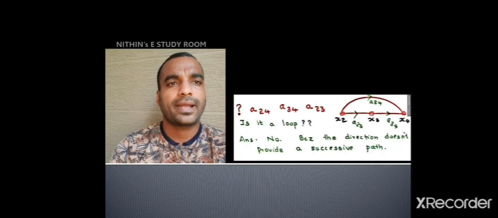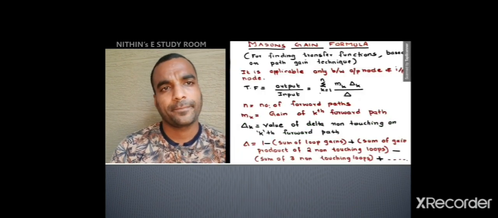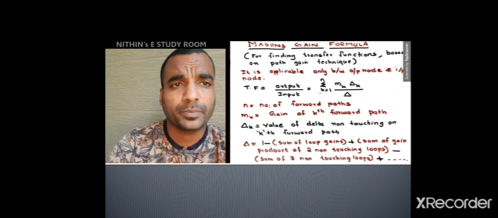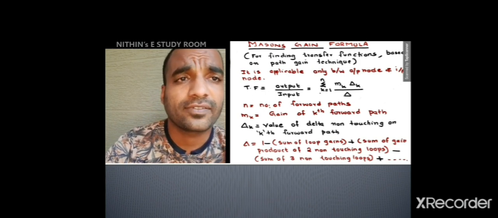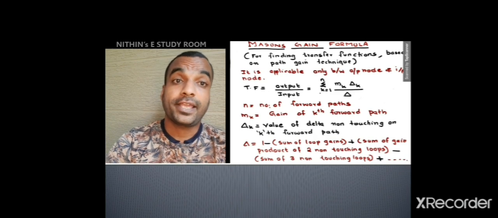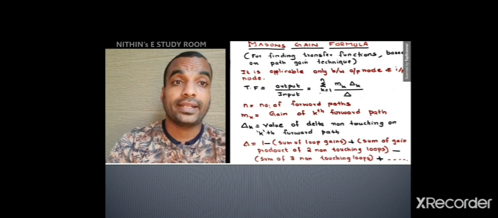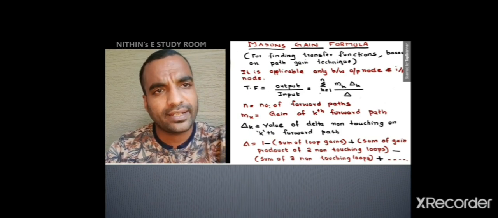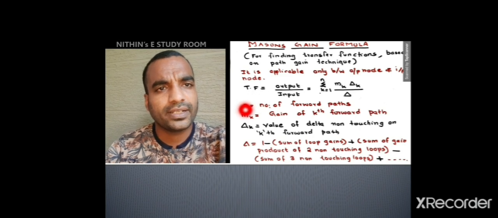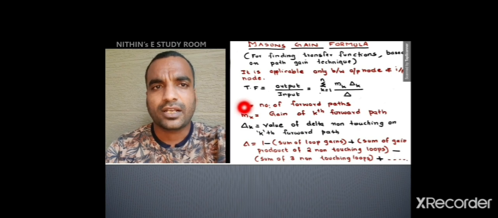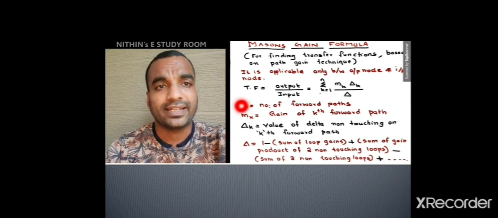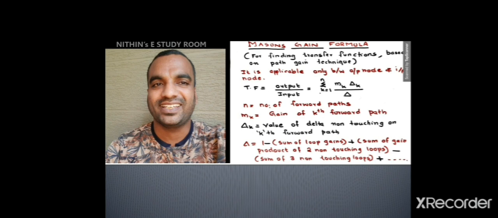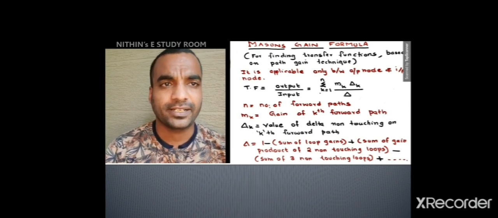Now we are coming back to Mason's gain formula. So transfer function is output by input, and here I have written the equation: sigma k equal to 1 to n, Mk del k by del. Okay, there is one mistake. This is not n; here also you have to write k. K is the number of forward paths. By mistake I have written the count variable as n. Normally we always take count as n. That's why this mistake happened.